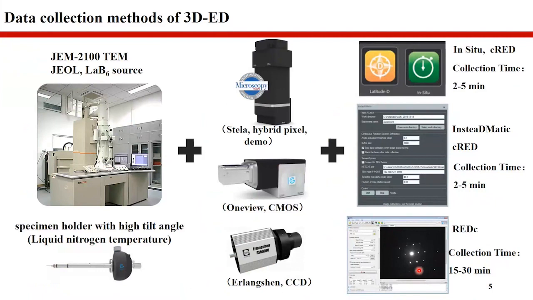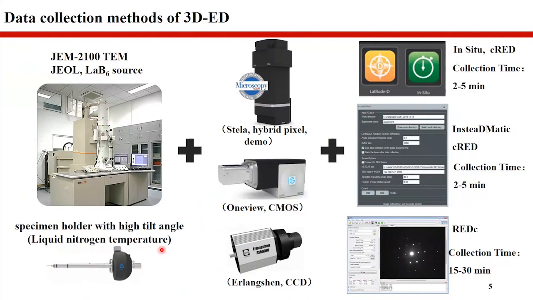To fully achieve 3DED data collection, we need to consider the compatibility of the TEM, cameras, holders, and the softwares. In our lab, we use a JEOL TEM to do the 3DED experiments. One advantage of 3DED is that it doesn't require the most advanced microscope. The LaB6 filament could also do this job well. We also have a Gatan CRED holder with a high tilt angle. The high tilt angle is important. It is vital to achieve high data completeness.